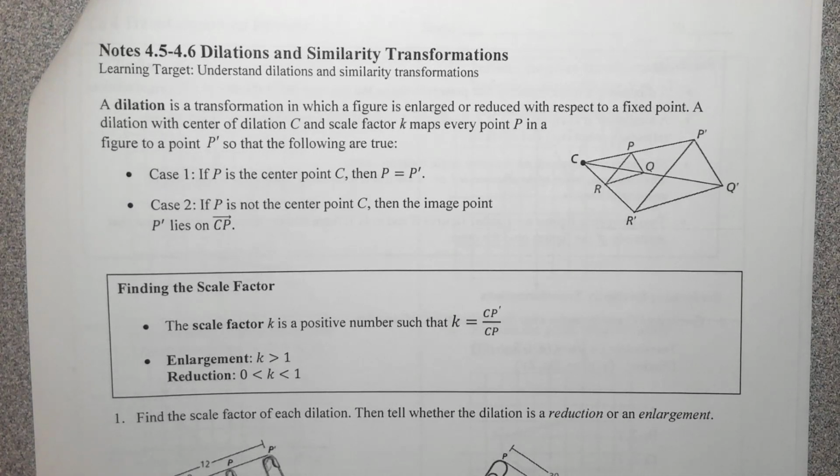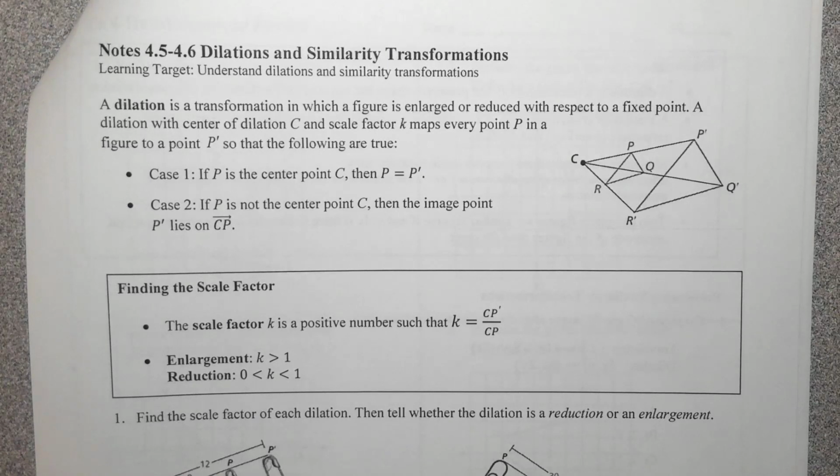Alright, so the learning target is at the top. You're going to understand what dilations are and how to use similarity transformations. A dilation is a transformation in which a figure is enlarged or reduced with respect to a fixed point. So the point we're talking about decides everything else on our graph.